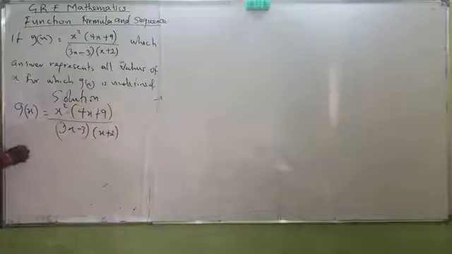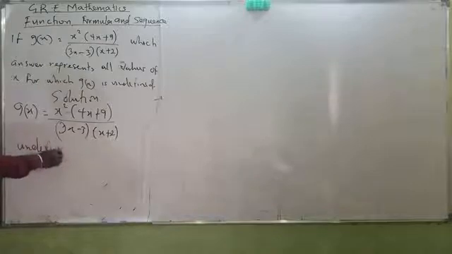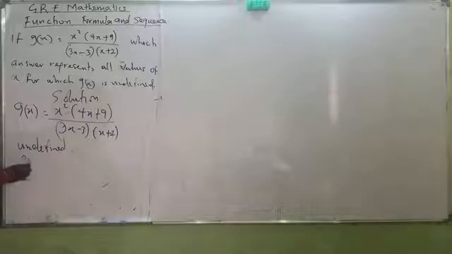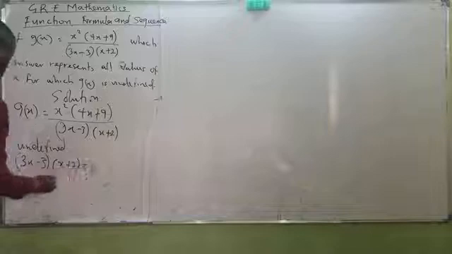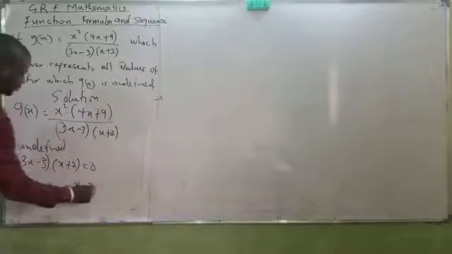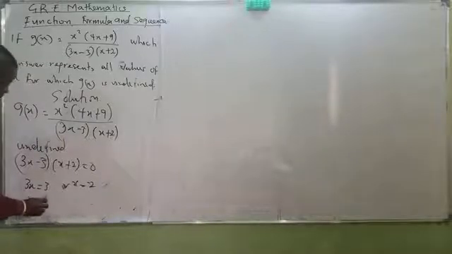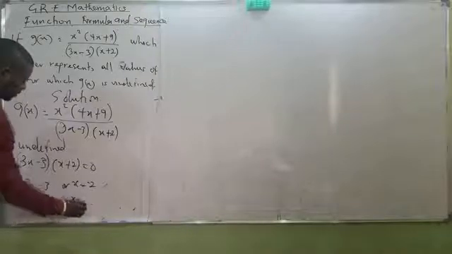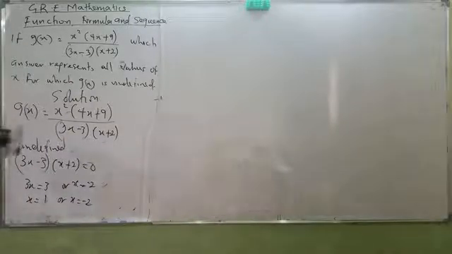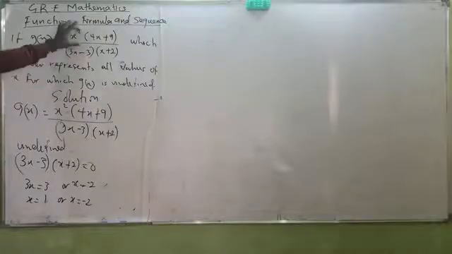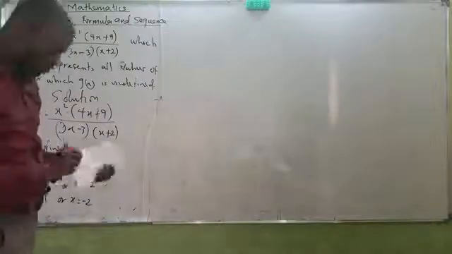Since it is undefined, it means (3x minus 3)(x plus 2) equals 0. It means x equals 1 or x equals minus 2. Now put those two numbers there. If I put 1 here, the denominator will be 0, which makes the function undefined. That is what I just need you to understand.